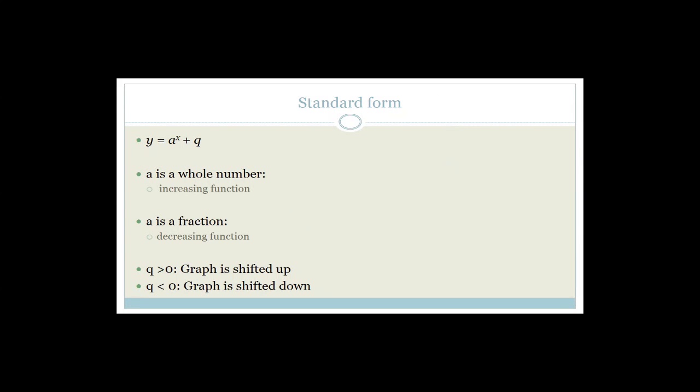So the standard form again is y is equal to a to the x plus q, where a is a whole number, it's an increasing function, okay? In other words, it goes up to the right. If a is a fraction, then we say it's a decreasing function, or you could say it's up to the left. If q is greater than 0, then obviously we're moving it up, and if q is smaller than 0, then we're moving it down.